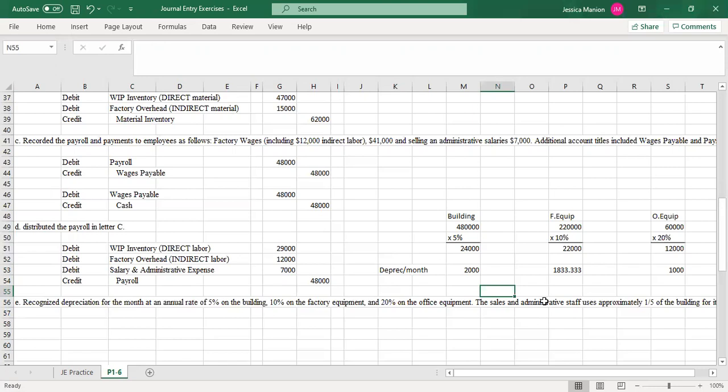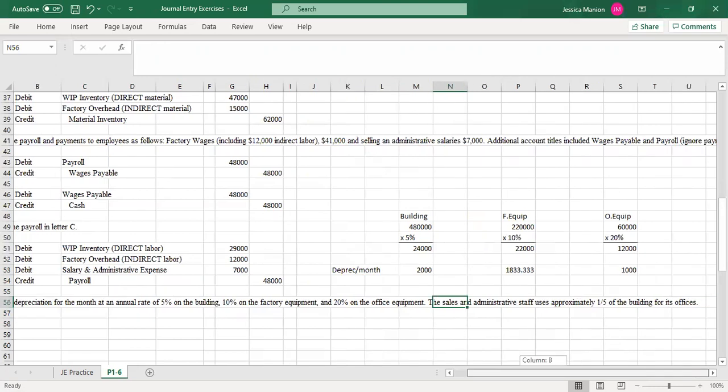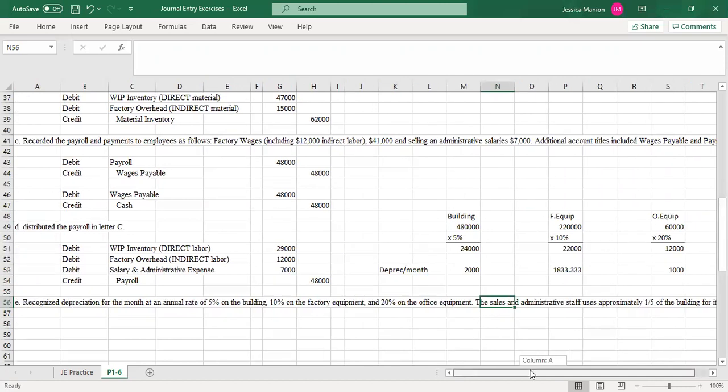The only other thing that we have to think of is the last part of this that says the sales and administrative staff uses approximately 1/5 of the building for its offices. So this whole 2,000 is not going to get allocated to overhead because this is an overhead cost, right? Depreciation is part of overhead, factory overhead. This whole 2,000 is not going to get allocated to factory overhead because 1/5 of the building is used for the office.